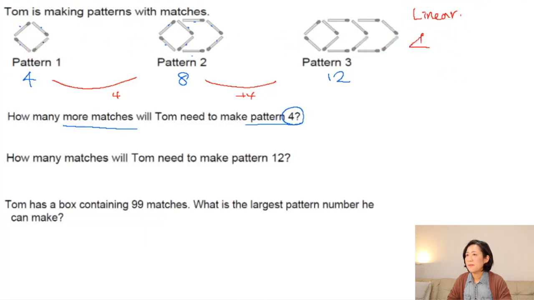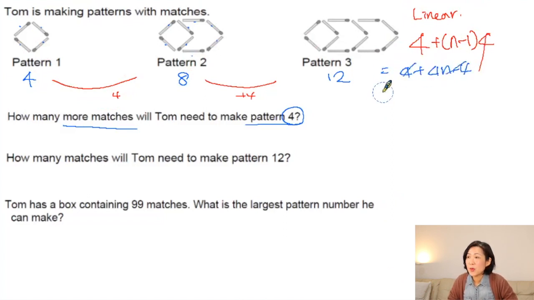The first number is 4, plus n minus 1 times the difference, which is 4. Then let's simplify that. That is 4 plus 4n minus 4. Then the formula for the number sequence is 4n. Now let's focus on our first question.